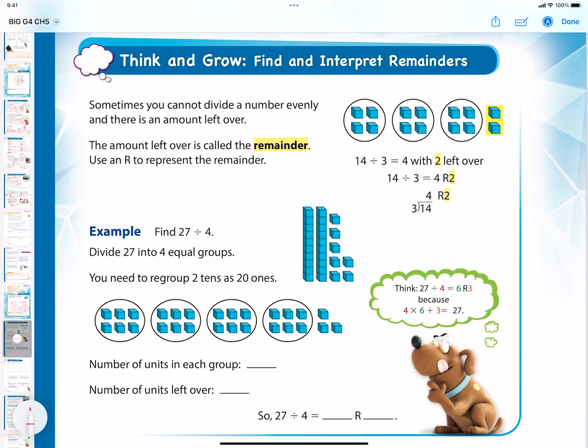Sometimes you cannot divide a number evenly and there is an amount left over. Okay, the amount left over is called the remainder. And use an R to represent the remainder. Okay, all right, so 14 divided by 3 is what? 4 with 2 left over, which is what? 14 divided by 3 is equal to 4 R2, remainder 2.